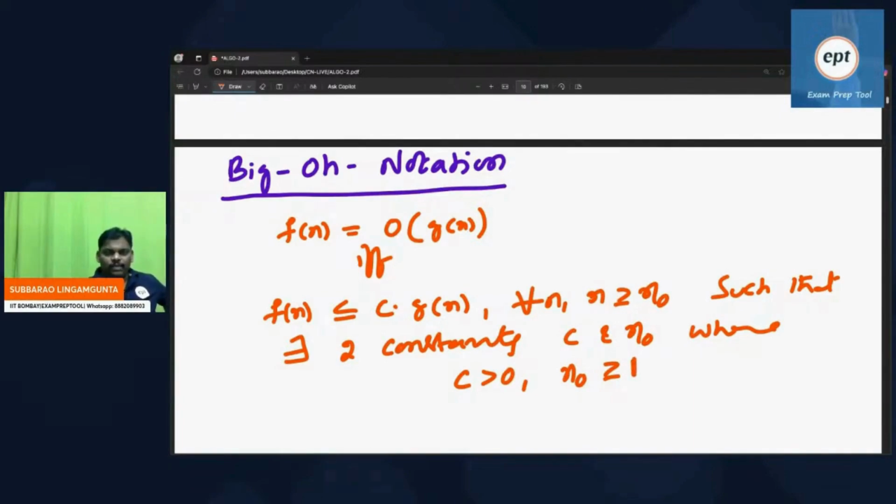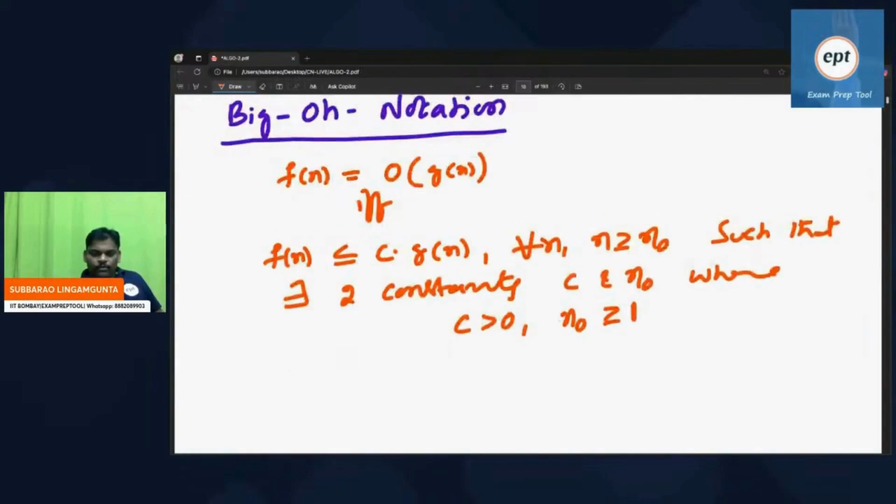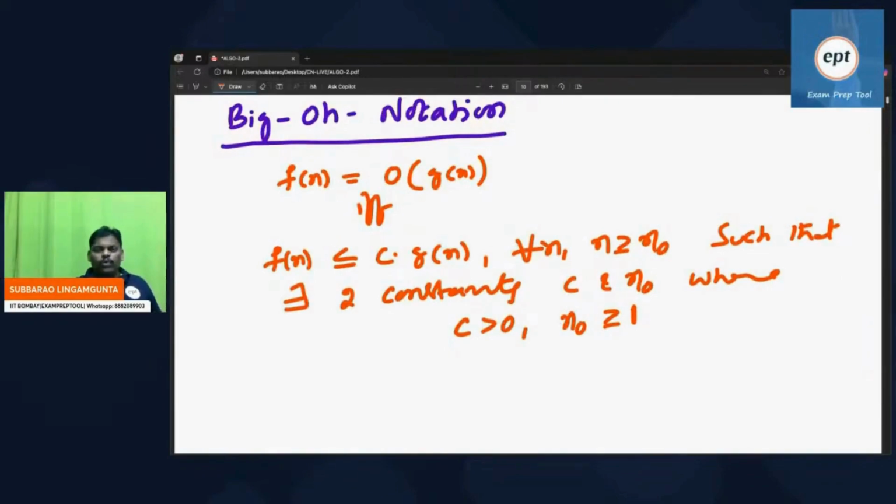Within a few minutes I will explain. Please take this as it is. Big O notation we are discussing: f of n is big O of g of n if and only if f of n is less than or equal to some c into g of n for all n where n is greater than or equal to n0, such that there exist two positive constants c and n0 where c is greater than 0 and n0 is greater than or equal to 1. Let me know if anyone has any doubt. It is the definition; within a few minutes you will be okay.